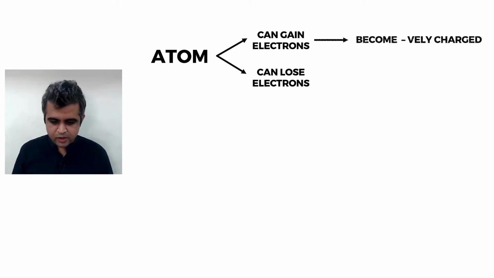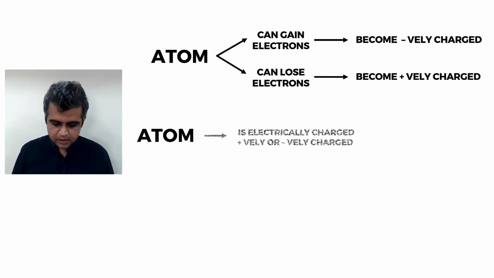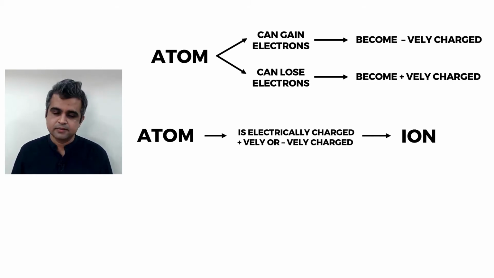If it gains electrons, of course it will become negatively charged because it will have more electrons as compared to protons. And if it loses electrons, then it will become positively charged because it will have more protons as compared to electrons. So an atom can get electrically charged, which means that it can become positively charged or negatively charged. Such charged atoms, which can either be positive or negative, are called ions.